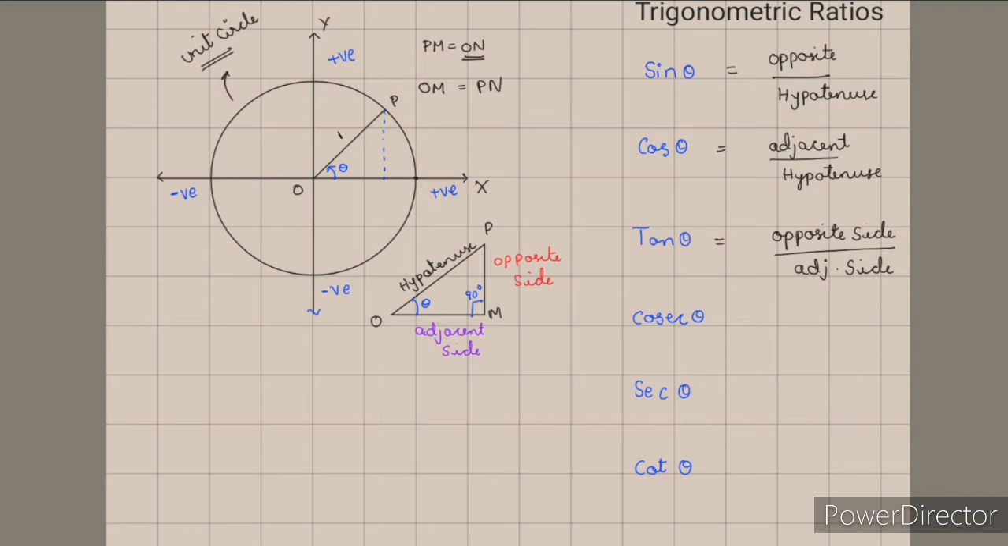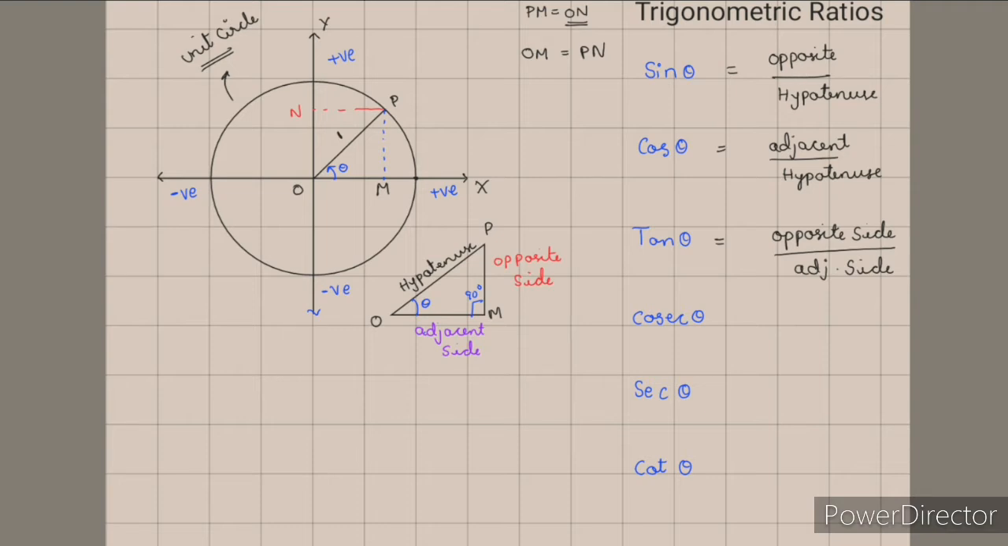Now this radius is 1. So the hypotenuse is 1. So what will be sin theta? Sin theta is opposite side, which is PM, or we have seen that PM is equal to ON. Similarly, OM is equal to PN. PM is nothing but the y coordinate of P. OM is nothing but the x coordinate of P. You must have known this from coordinate geometry.